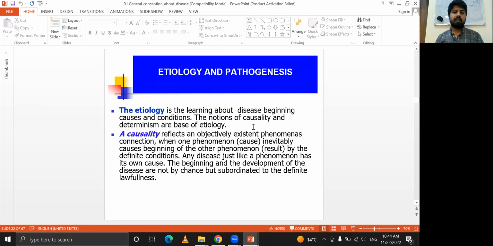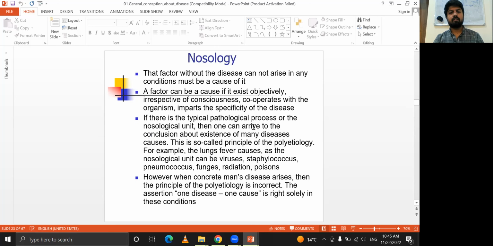The etiology and the pathogens. Etiology is the learning about the disease, beginning, causes, and conditions. The notions of causality and determinism are the base of etiology. The causality reflects the objective existence of the connection of phenomena, in which one phenomenon inevitably causes the beginning of the other phenomenon, as it is all discussed in the etiology and the pathogenesis. Nosology: the factor without which the disease cannot arise, and the condition, must be the cause of it.